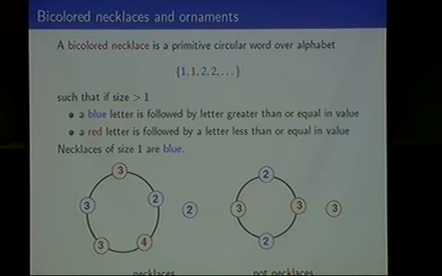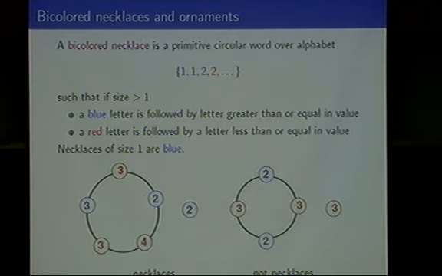So here's a blue letter followed clockwise by something larger. Here's a blue letter, followed clockwise by something equal in value. A red letter has to be followed by something smaller in value or equal. So red, smaller. And necklaces of size 1 have to be blue. So here are 2 circular arrangements that aren't necklaces. What makes this not a necklace, I forgot for a second. This is not a necklace because it's not primitive.